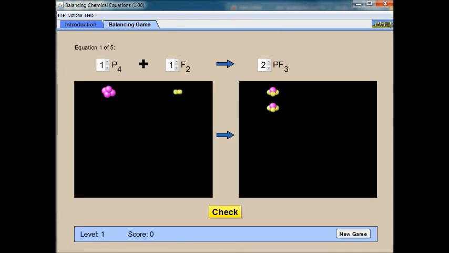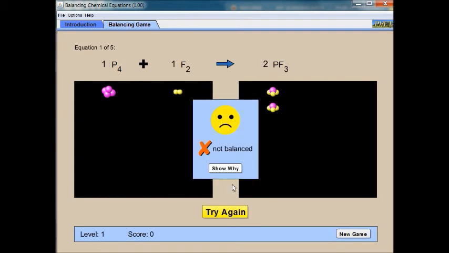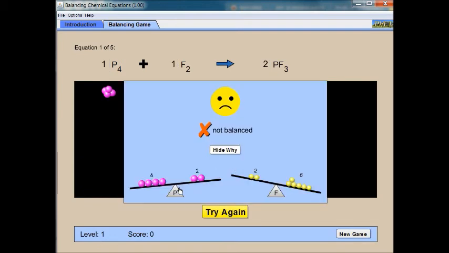The game's main positive aspect is that if a student gets an answer incorrect, they have the option of viewing the reason why. This allows students to reflect on their methods, creating a meaningful learning experience for the student.